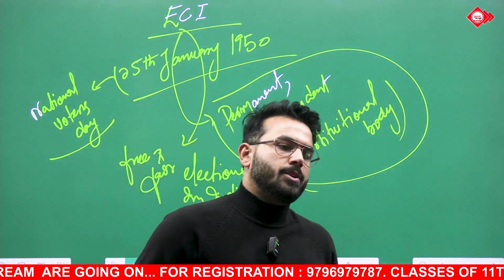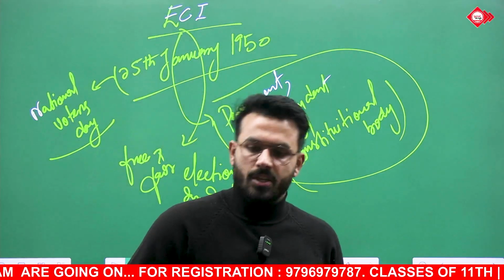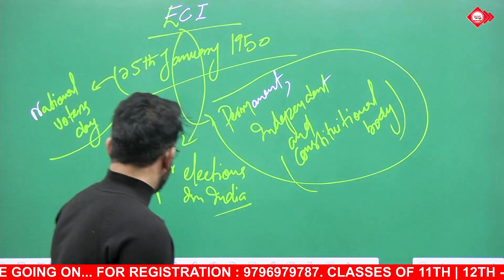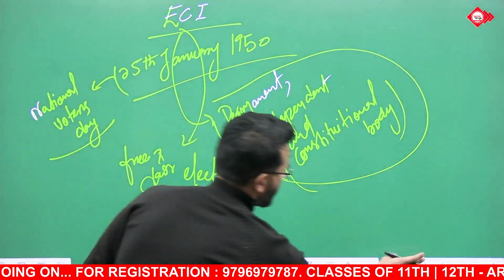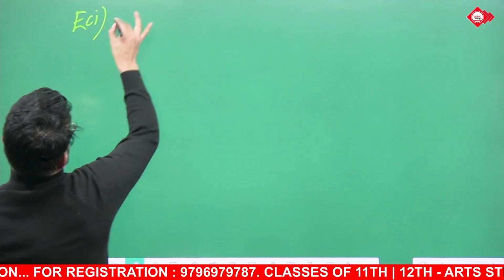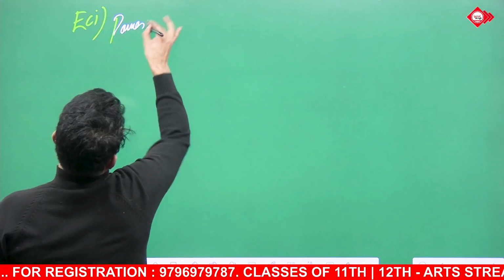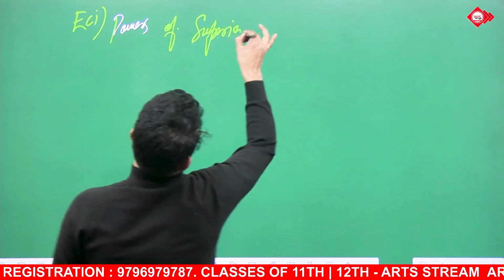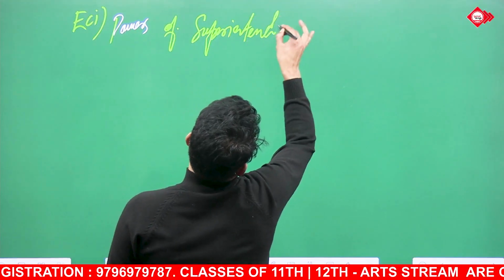Regarding this Election Commission of India, which bestow it with the structure as well as the powers and functions, broadly we will look at a few first. Now, what does it actually do? It has the powers of superintendence.